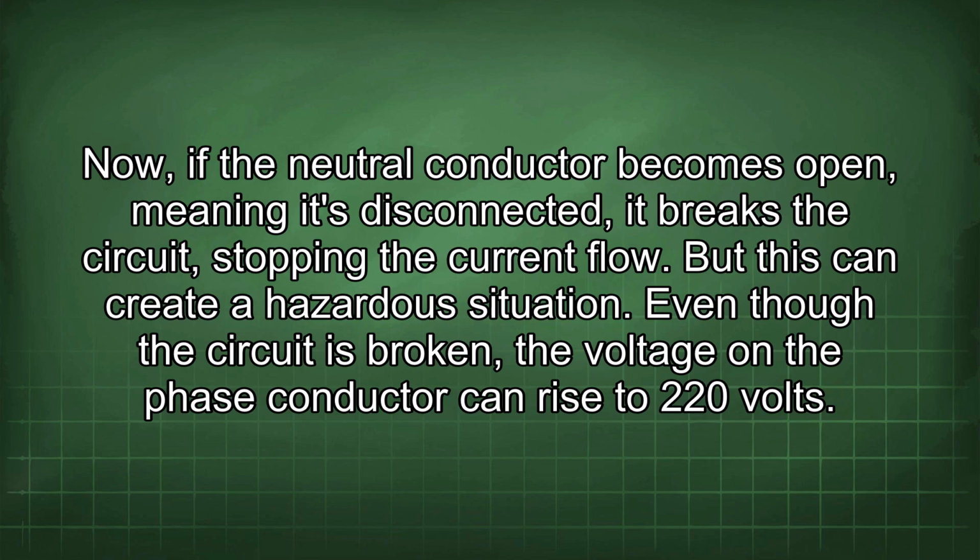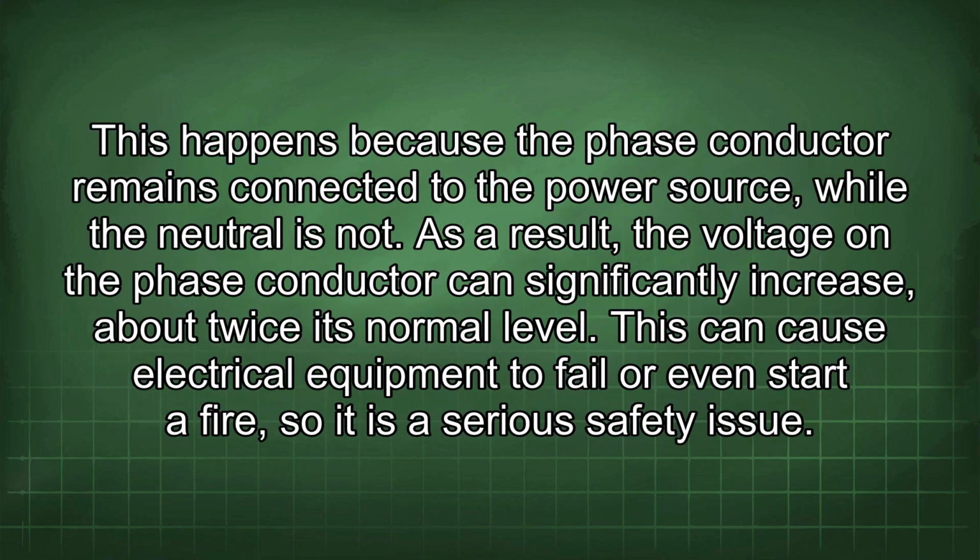Even though the circuit is broken, the voltage in the phase conductor can rise to 220 volts. This happens because the phase conductor remains connected to the power source, while the neutral is not. As a result, the voltage on the phase conductor can significantly increase, about twice its normal level. This can cause electrical equipment to fail or even start a fire, so it is a serious safety issue.